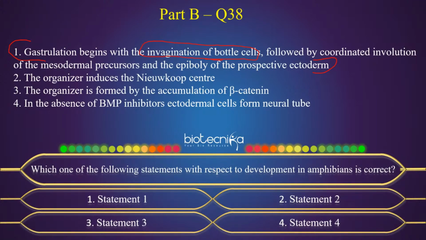blastopore. This invagination of bottle cells is what creates a blastopore in the entire blastula of frogs. Because of that, an invagination is started. Yes, correct. Bhavya, Devanshi, Vijay, very good, all of you. Correct answer you've got, followed by coordinated involution of mesodermal precursor.